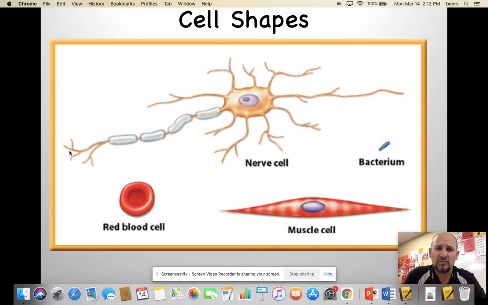Nerve cells are responsible for carrying nerve impulses from your brain all the way down through your body to your muscles, and then providing feedback back to the brain. So these long tendrils, almost like branches, if you want to call it that way, that shape helps that nerve cell do its job.